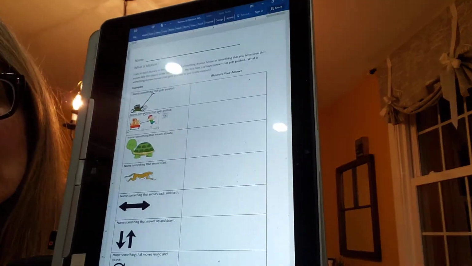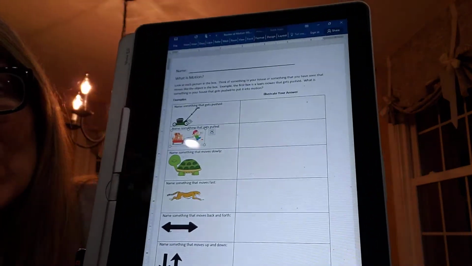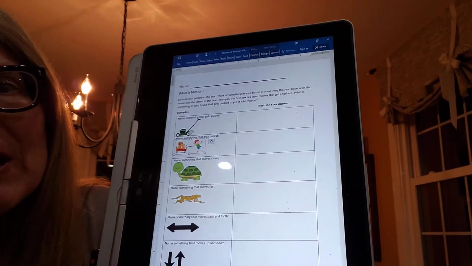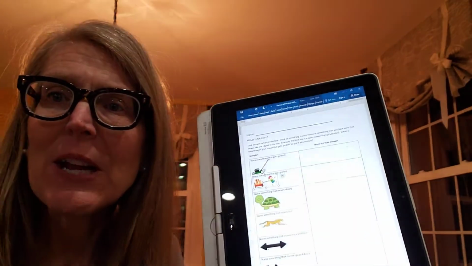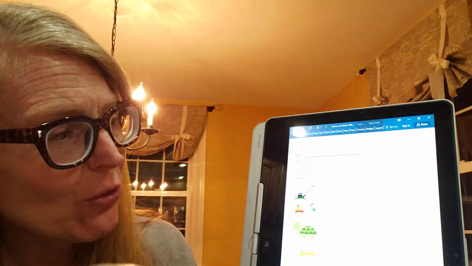The next one on your list is something that you pull. So I have a little wagon there. Okay, something that you pull. So can you walk around your house and find something that you pull to make it move, to put it into motion? Okay, so we're looking at you put it into motion by pushing or pulling. Those are the first two, okay?